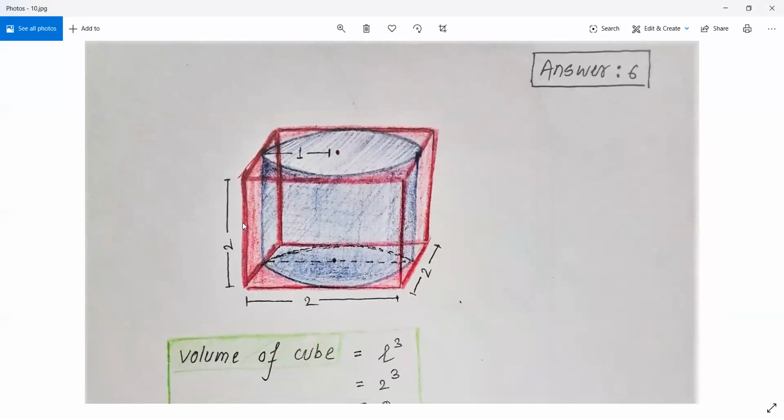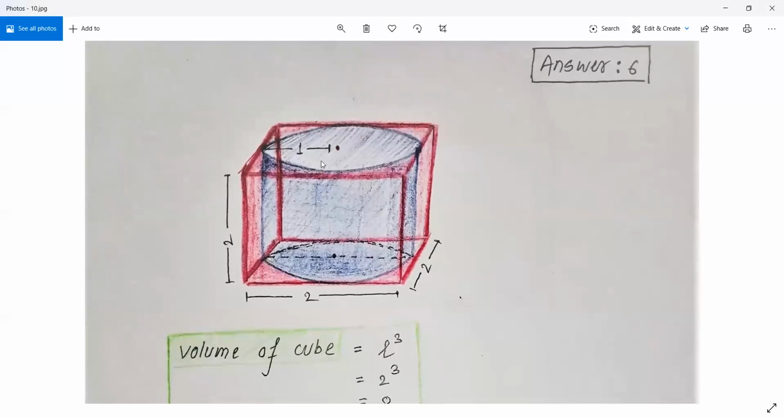And this time, the cylinder is inscribed in a cube, right? The cube has the edge value of 2. That means the length, breadth, and height of the cube are 2. Then obviously, when the cylinder is inscribed in a cube, the base of this cylinder is completely inscribed in the cube, making each edge of the cube a tangent, so that the diameter will be equal to one of the edges of the cube.